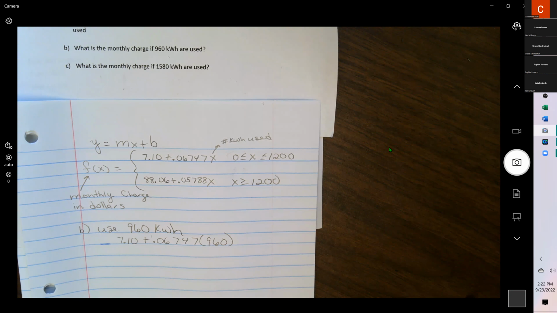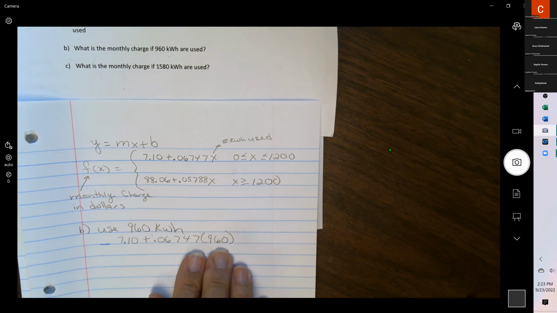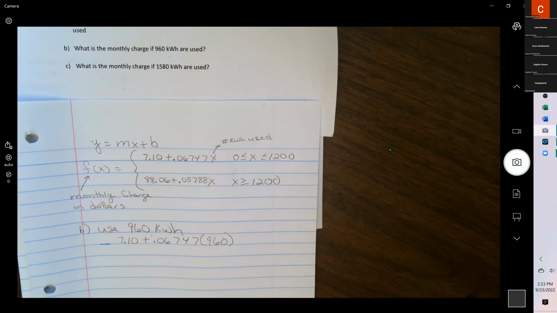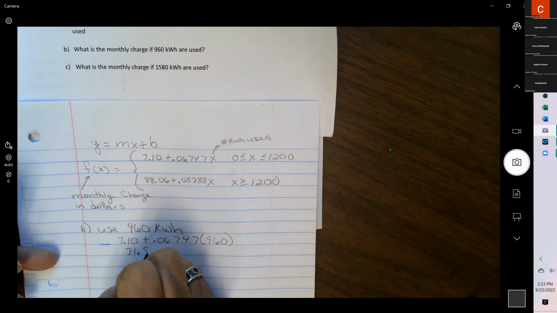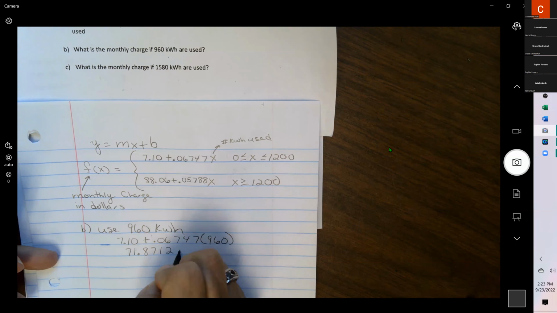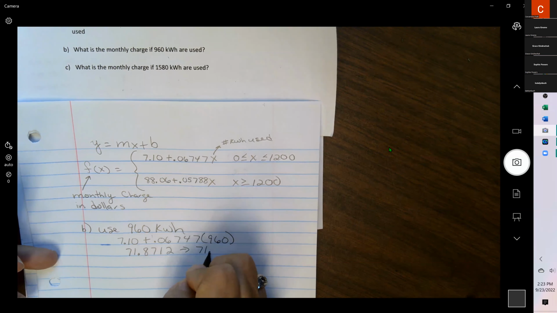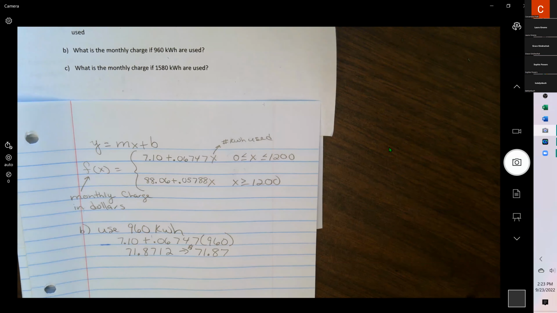When you have these ones with all these decimals, it's best to keep all the decimals until your final answer. And then since we're talking about money, we'll round to dollars and cents. 71.8712, so $71.87. Any questions?